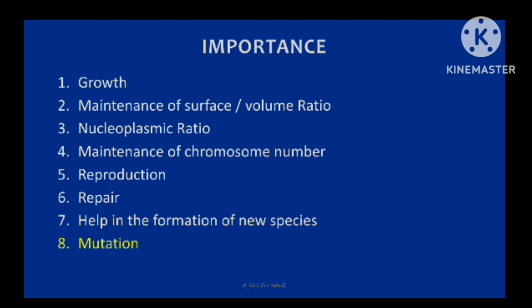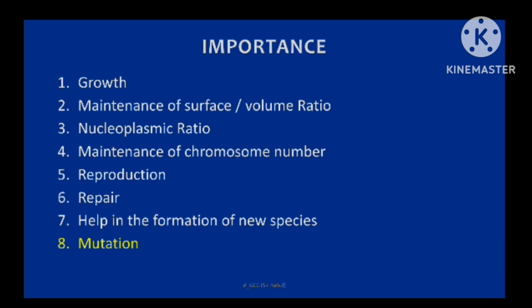Next is mutation. During cell division, there is replication of genetic material. Any change during this activity results in mutation. Cell division is also important for regeneration of a part or whole of the organism. Cell division is also important for the formation of gametes. An injury or wound is healed by repeated mitotic division of the surrounding healthy cells.